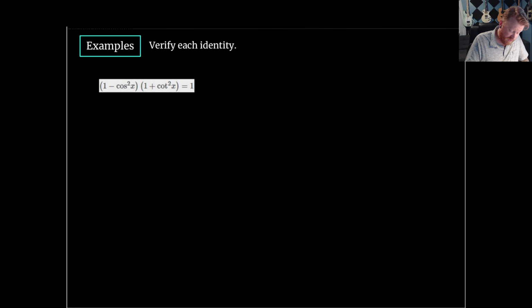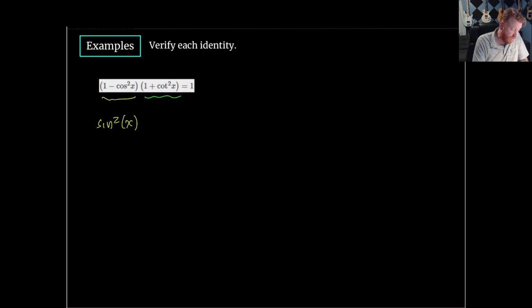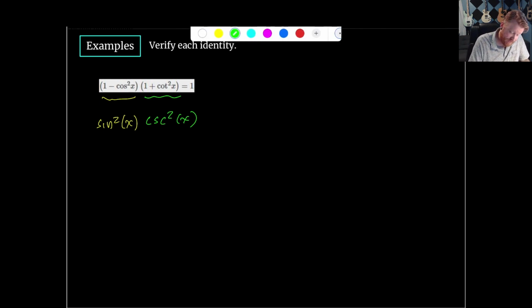So I think it's valid to look at both ways here. But I'm starting with the more complicated side, and I'm going to see if I can't turn it into 1 using some of these fundamental identities. What I'm noticing here is that 1 minus the cosine squared of x is the same as the sine squared of x, and that 1 plus the cotangent squared of x is the same as the cosecant squared of x. So those are just using the Pythagorean identities.